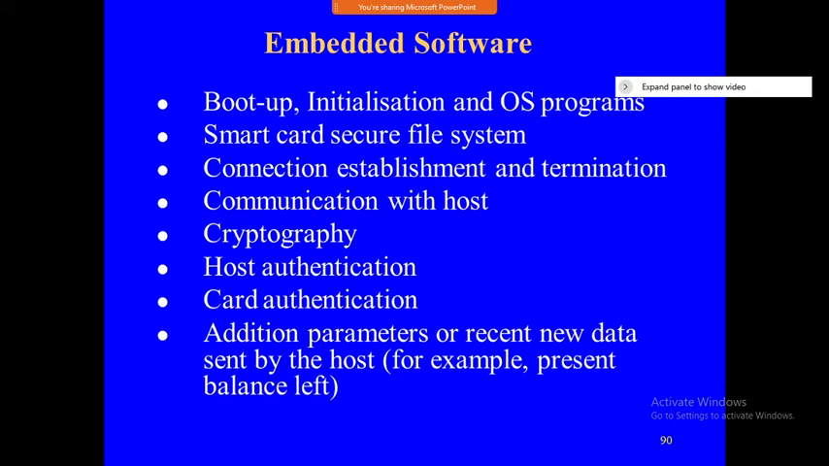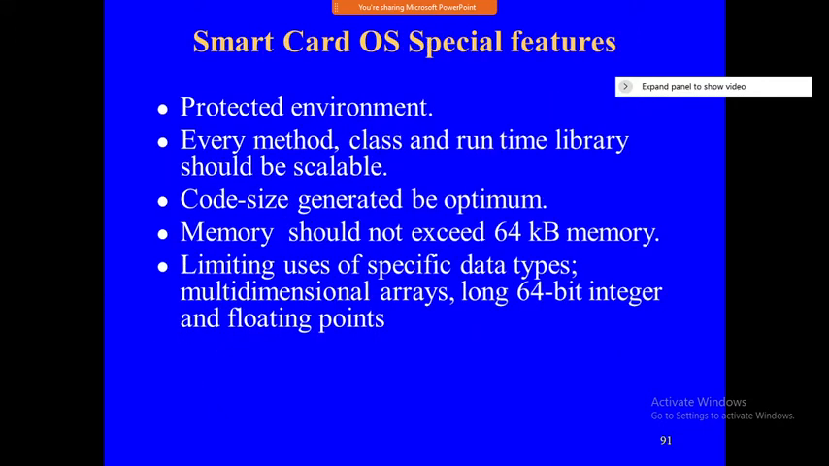Why is this cryptography necessary? Because authentication is very important nowadays. See, banking related applications require a huge amount of verification. So authentication is important, so we are going to use cryptographic techniques. Next is host authentication, card authentication. Additional parameters are a recent new data sent by the host. These are all the software related components that are going to be added to the system.